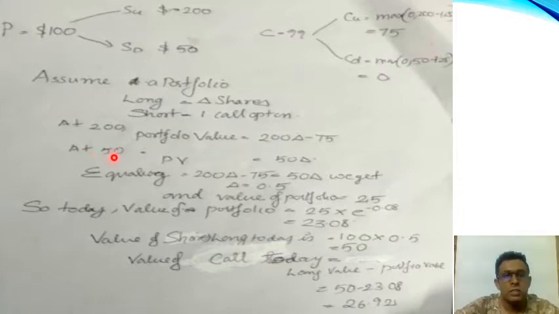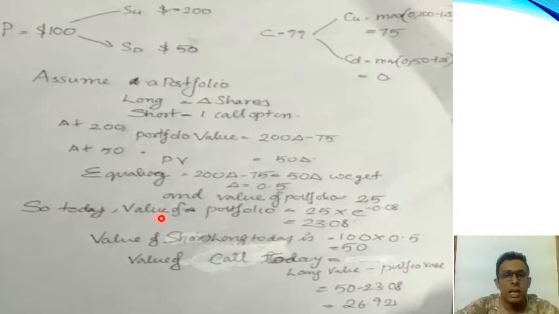And at 50, the portfolio value will be 50 times delta, that is the number of shares, because the call at downstate will have 0 value. So equating both, we get delta equal to 0.5 and the value of the portfolio is 50 into 0.5, or 200 into 0.5 minus 75. Both will give the same result, that is 25.